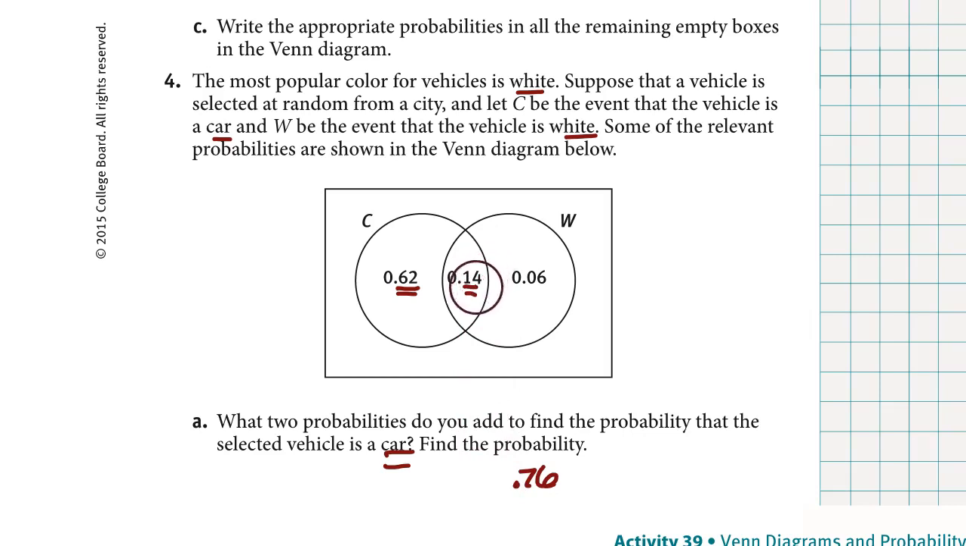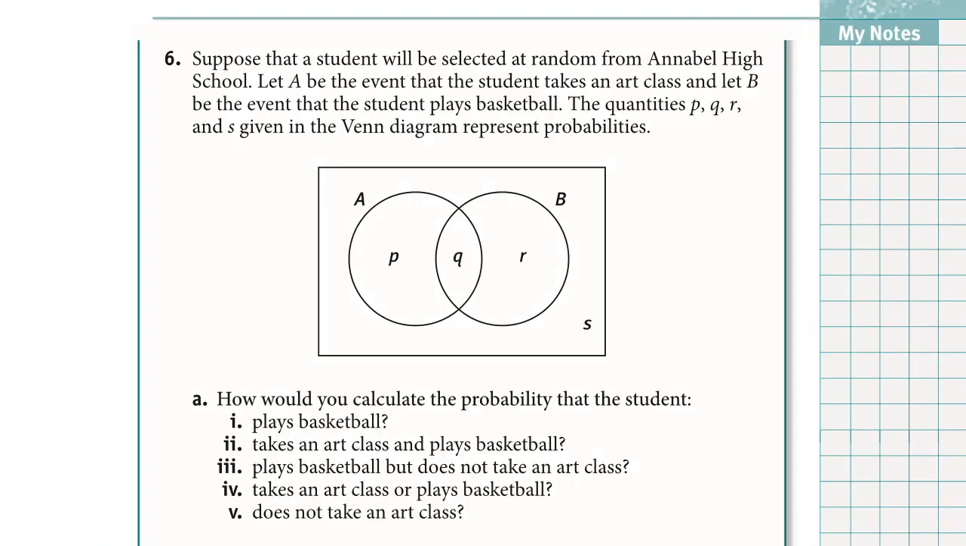To get that, we would add together the 0.14 and the 0.06 and get an answer of 20%. Or, what is the probability that the vehicle selected is neither a car or white? To find that answer, we would add up all three of the numbers given to us, but then subtract them from 1. And that would find us the probability that goes out here, not in the circles. Skip ahead to number 6.